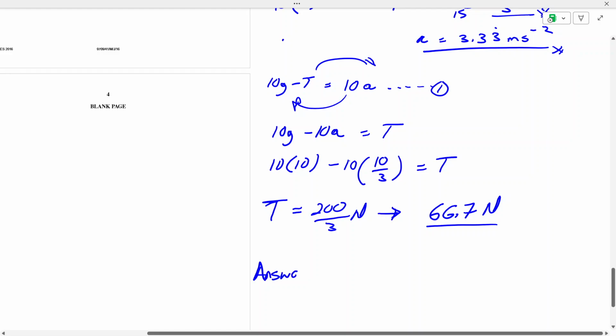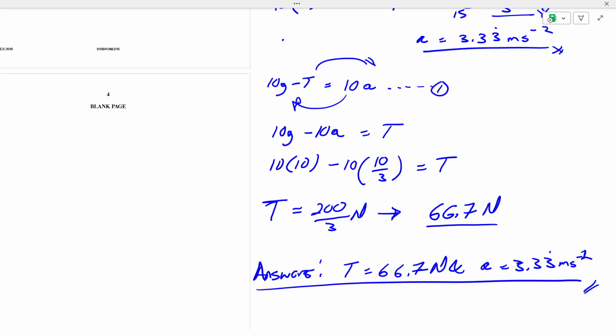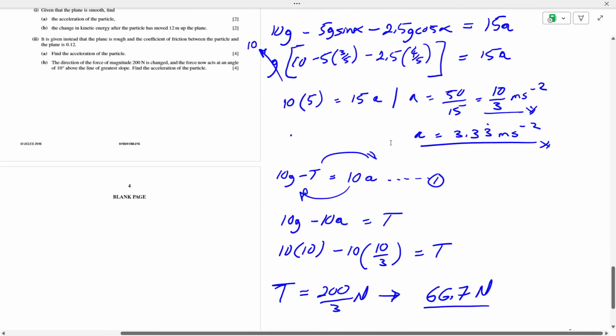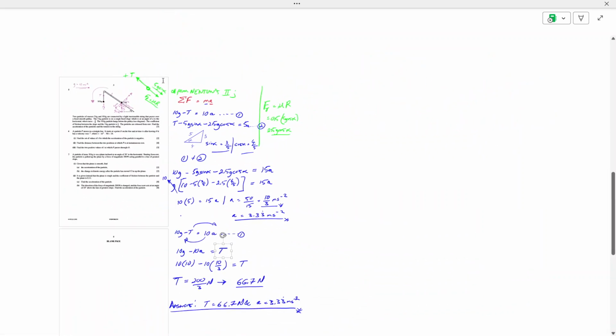So our answers, T is equal to 66.7 newtons, and our acceleration is going to say 3.33 recurring meters per second squared, like that. And that's it for question 5. Now question 6. Right, I'm gonna clear the space here.